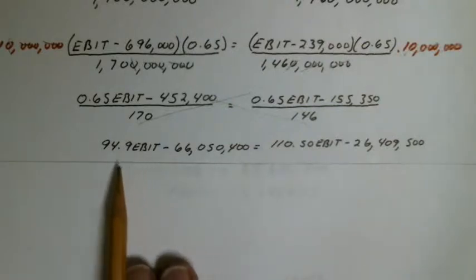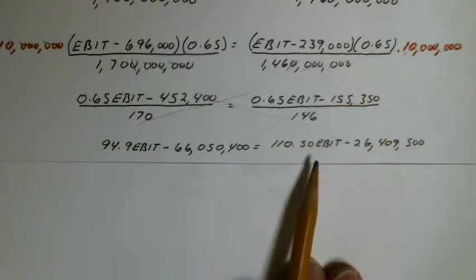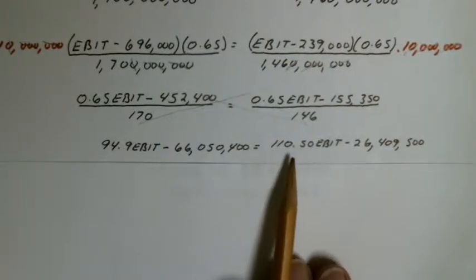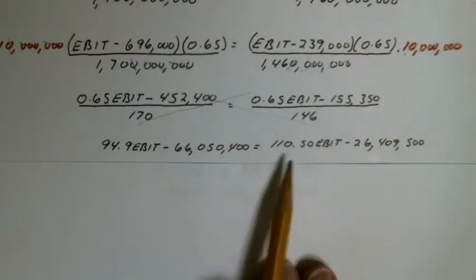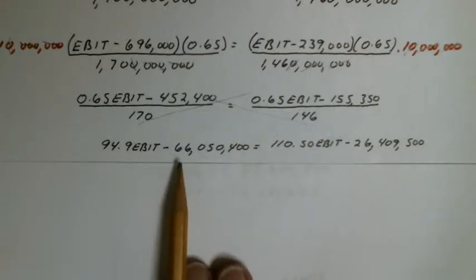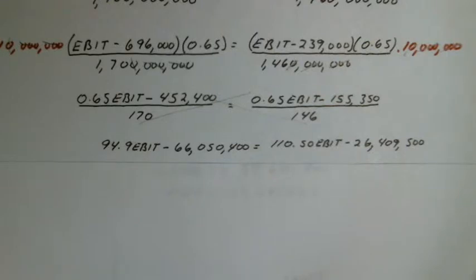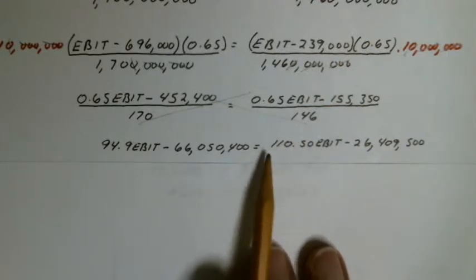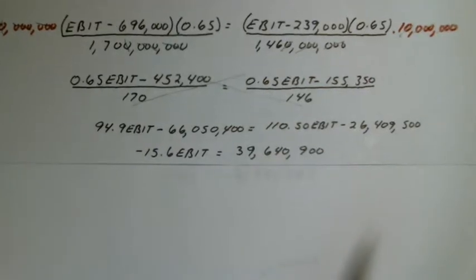Notice that this term has the unknown. This term has the unknown. We need to get those isolated on one side of the equation. How do we do that? We subtract 110.50 EBIT from both sides. We will add to both sides this 66,050,400. So again, subtracting from both sides, adding to both sides. This will be my result.